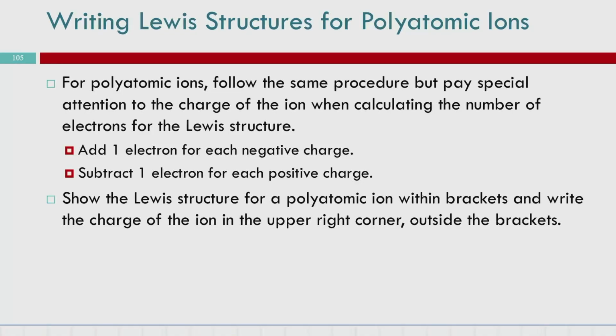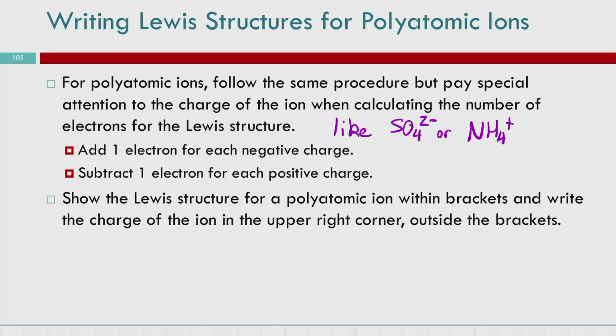Great. For polyatomic ions, like SO4 2-, that's a polyatomic ion, an oxyanion, or NH4+, we have to pay special attention to the charge of the ion. This was in the rules, but we're bringing it up again so that we can do an example. So we're going to add 1 electron for each negative charge. We're going to subtract 1 electron for each positive charge.